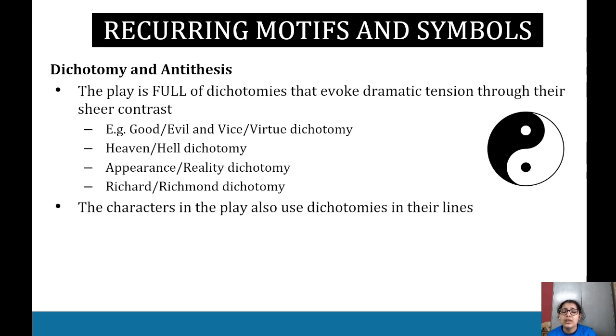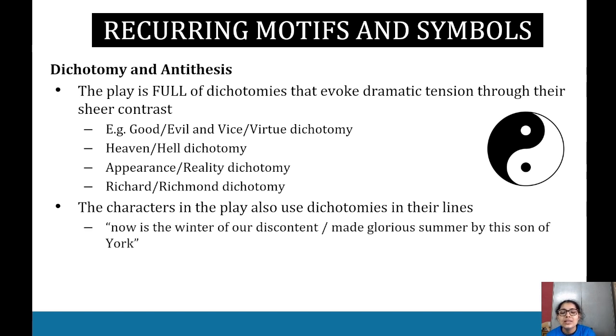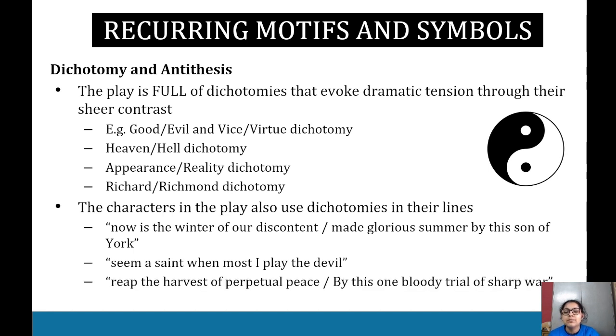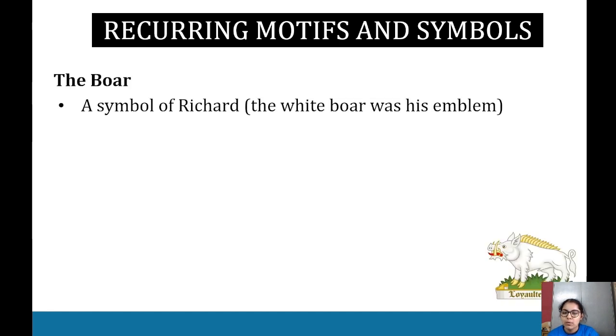The characters in the play also use dichotomies in their lines, like, "Now is the winter of our discontent made glorious summer by the son of York." "Seem a saint when most I play the devil." "Reap the harvest of perpetual peace, but this one bloody trial of sharp war."